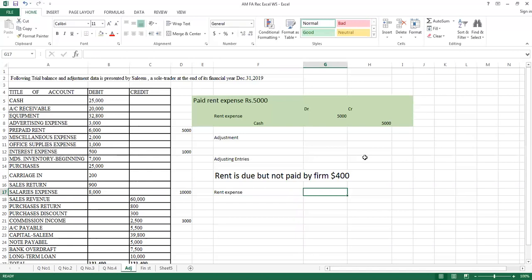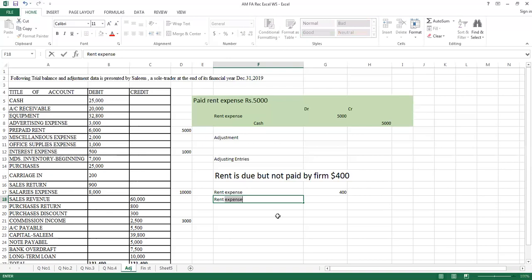Of course, it will be debit by 400 because business incurred. But the question is, which title should be credited? Can I credit cash over here? No. Why not cash? Because student, currently I am stating in this transaction that rent is due but not paid. Since this rent is not paid, I cannot use this head of account. Then which head of account should be used? So student, now I will use rent payable and will be credited by 400.